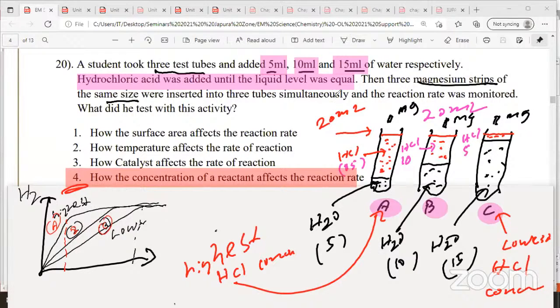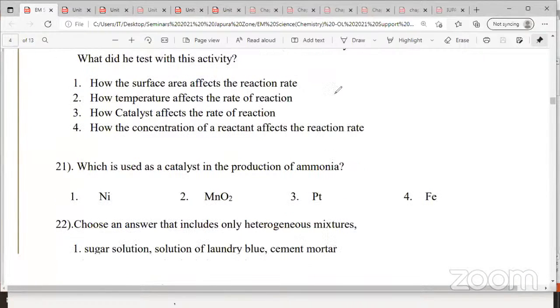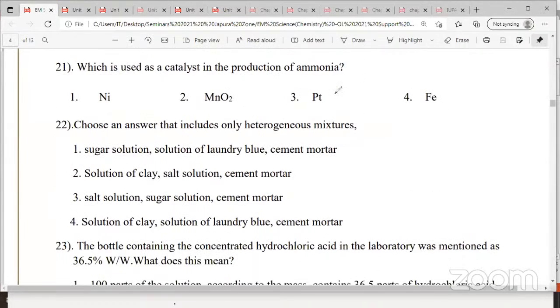Very important. Right. Question number 21: catalyst in the production of ammonia. This is recalling previous knowledge directly. The answer is iron. The answer is 3. Right. Please write that, everyone.